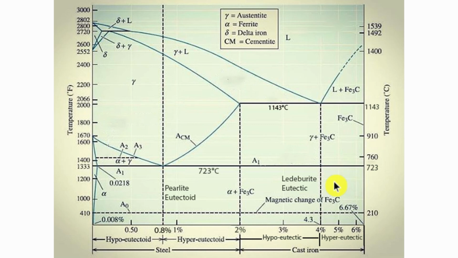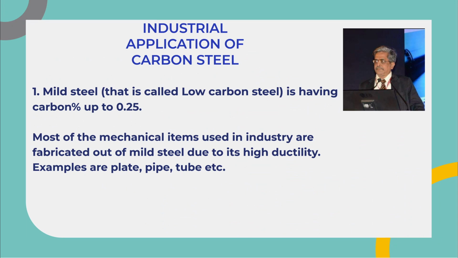Now, for industrial application, we can divide carbon steel into three categories. First one is mild steel, that is called low carbon steel. It has carbon percent up to 0.25. Most of the mechanical items used in industry are fabricated out of mild steel due to its high ductility. Examples are plate, pipe, tube, etc.